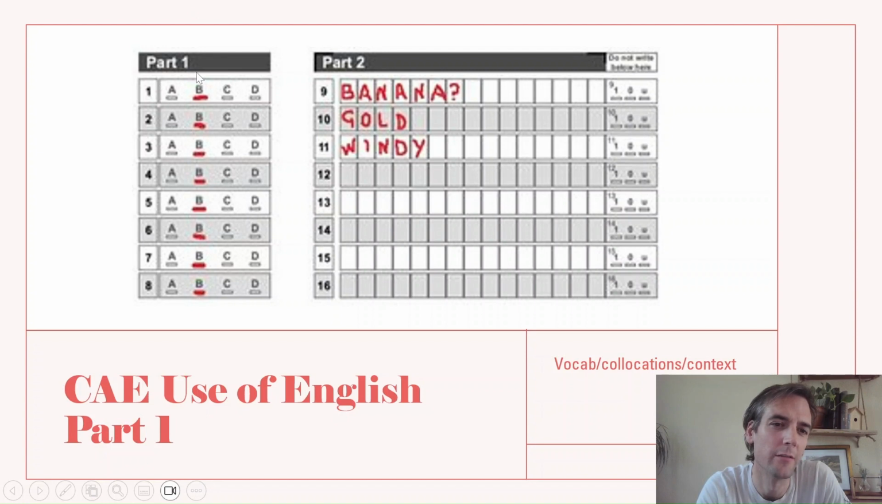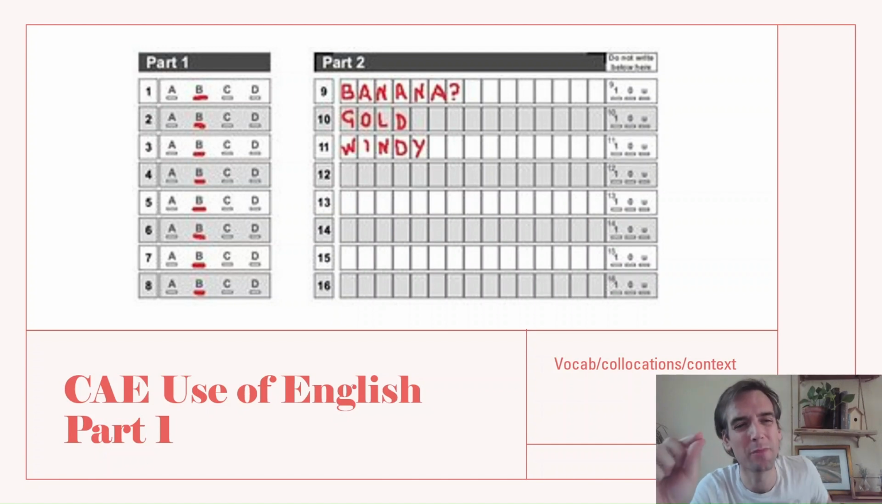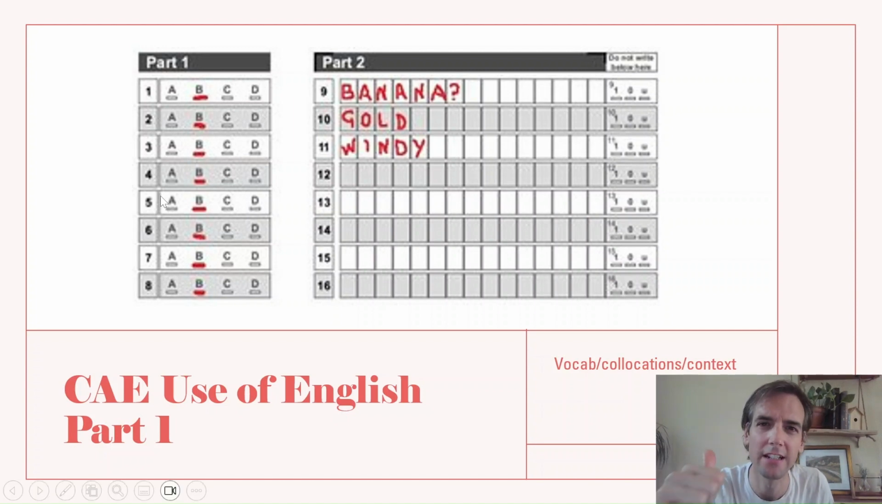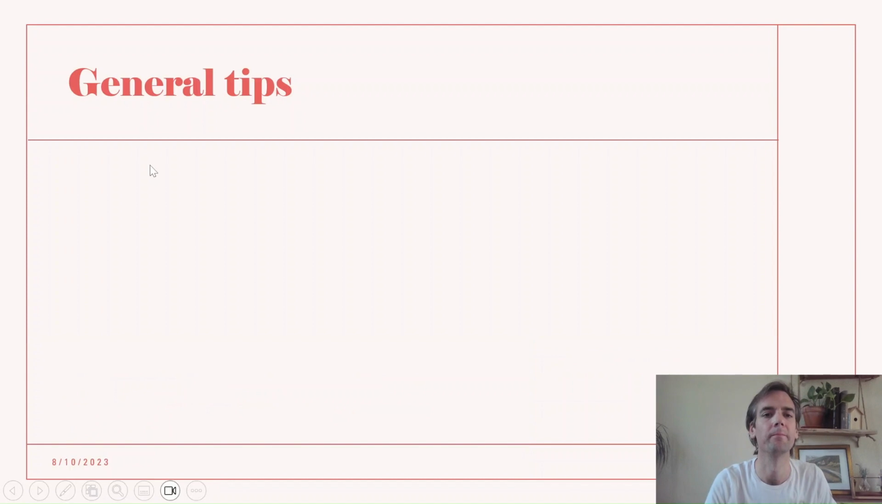I would not recommend the B strategy. If you're lucky you'll get 25%, if you're very lucky maybe 37.5, but not enough to pass because you need 60%, 5 out of 8. Although you should maybe be aiming for more because Part 1 tends to be a bit easier in my experience than other parts. Okay, let's get into this with some activities, some tips and tricks for Part 1.